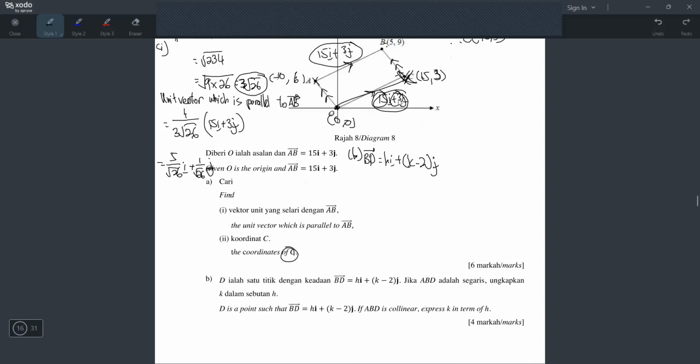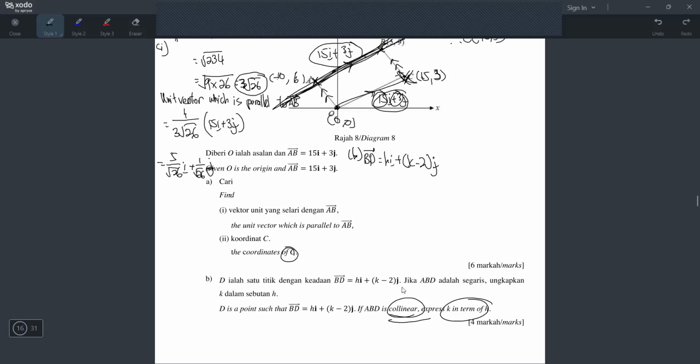But if you look at the diagram, there's no point D here. There's only points O, A, B, C. There's no point D, but they say D is a point such that BD is this. If A, B, D is collinear, express k in terms of h. The keyword here is collinear. Collinear means A, B, D is on a straight line. So A and B are here, and D must be somewhere on this line, somewhere on the AB line. Maybe it's here, maybe here, I don't know, but it's somewhere along the line.